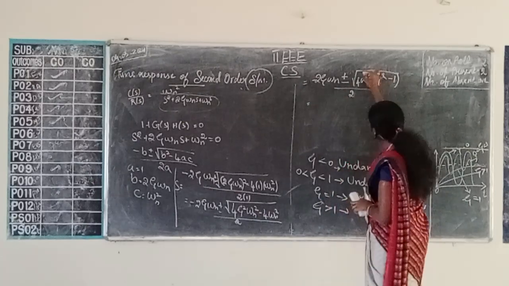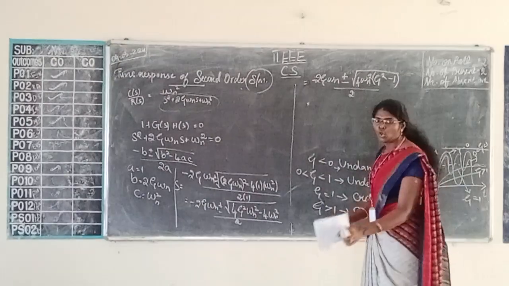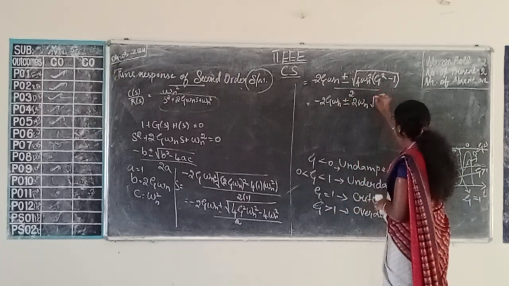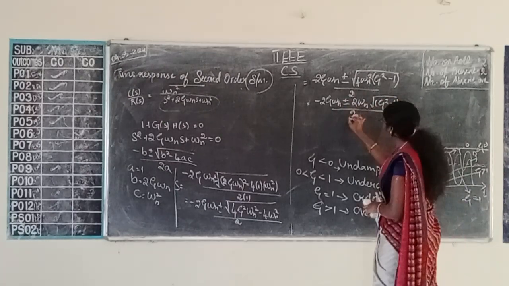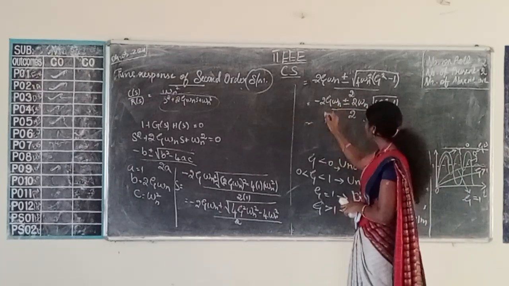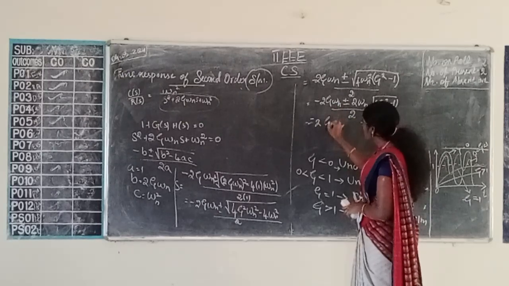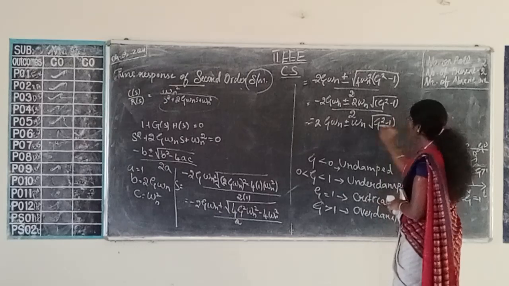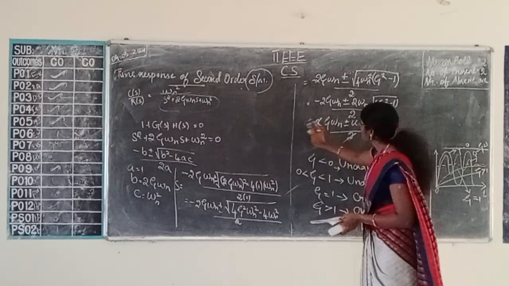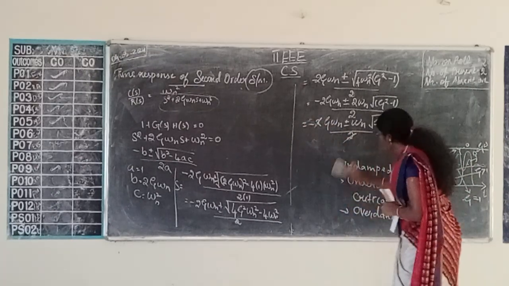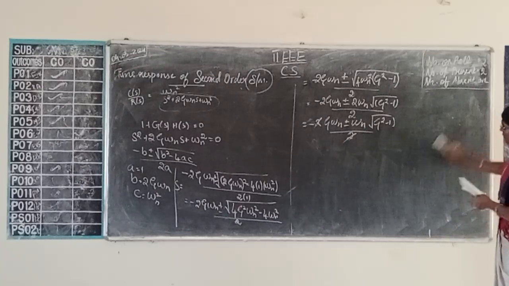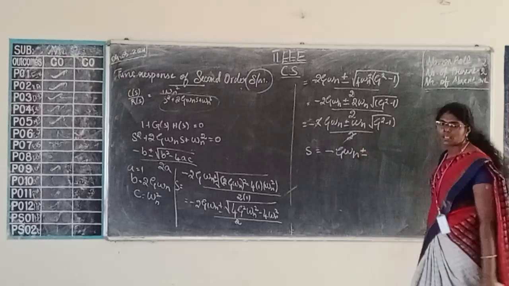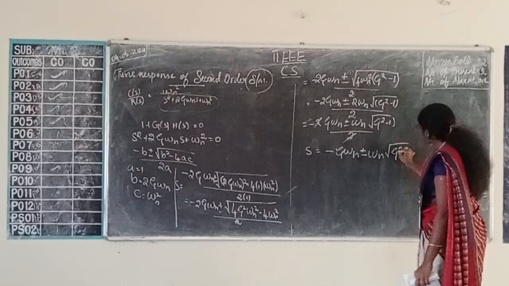Now shall we take omega n square out of the root? It will become 2 omega n. So minus 2 zeta omega n plus or minus 2 omega n root of zeta square minus 1, divided by 2. Here we take 2 common, so minus 2 times zeta plus or minus omega n root of zeta square minus 1, divided by 2. Now we can cancel the 2. So our s will be equal to minus zeta omega n plus or minus omega n root of zeta square minus 1.